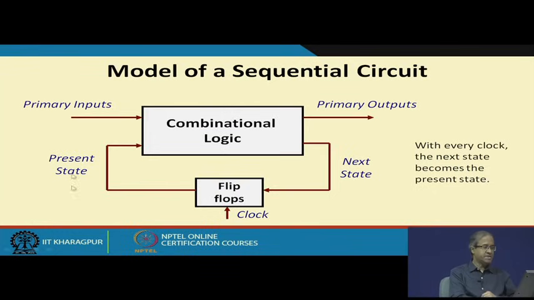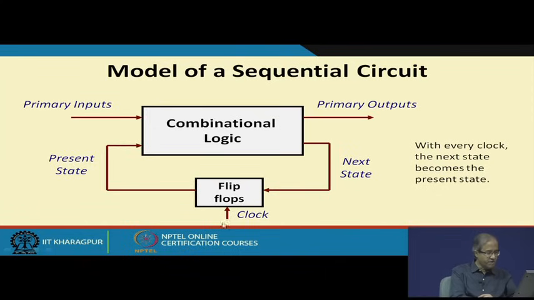So, this is the model of the sequential circuit that I showed just now, that you have a combinational logic where the primary inputs and primary outputs are coming and going. You have the flip flops which are fed by a clock. Now, these outputs we refer to as the next state, and these inputs that are coming from the flip flop, they are referred to as the present state.